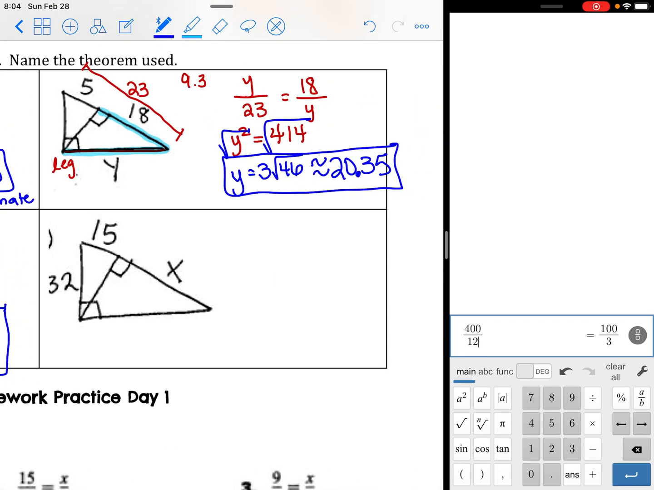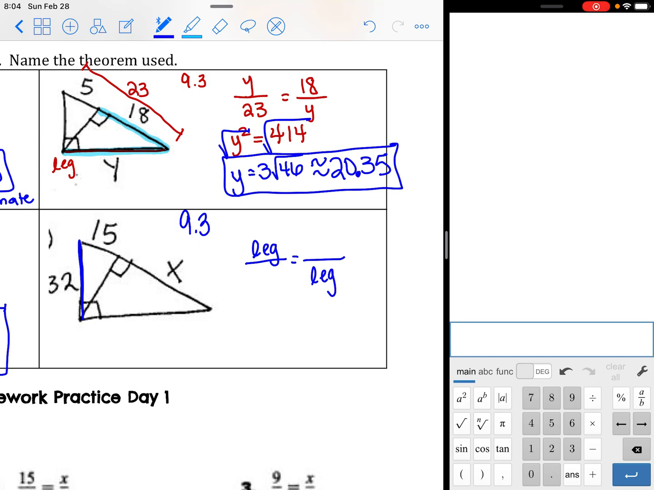All right, on the last one here, we're given the length of a leg. So since it's dealing with a leg, this is going to be theorem 9.3, which says that the length of the leg is the geometric mean of the hypotenuse and the piece adjacent. All right, so in this one, I was given the length of the leg. The length of the leg is 32. So I'm going to put that at the top and the bottom.